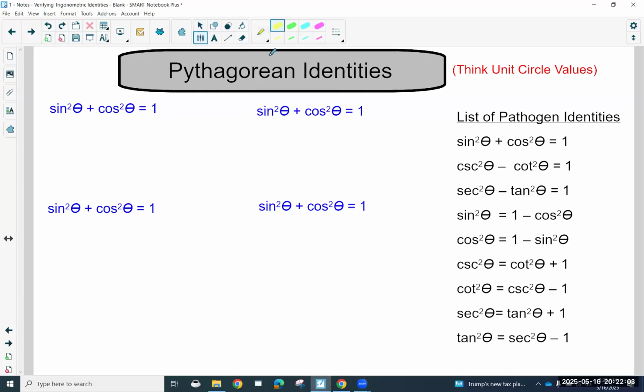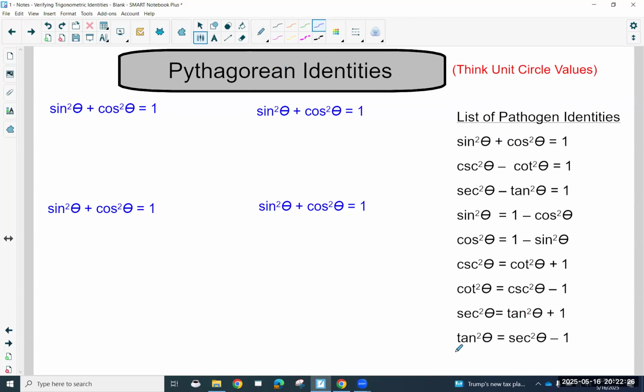So in this lesson, we're going to be talking about the Pythagorean identities, some of the most important identities you'll see in pre-calculus, trigonometry, and even in calculus. And I actually have a list of them all here. This is a traditional way that they're listed, because they're categorized in terms of what they equal and how they function.